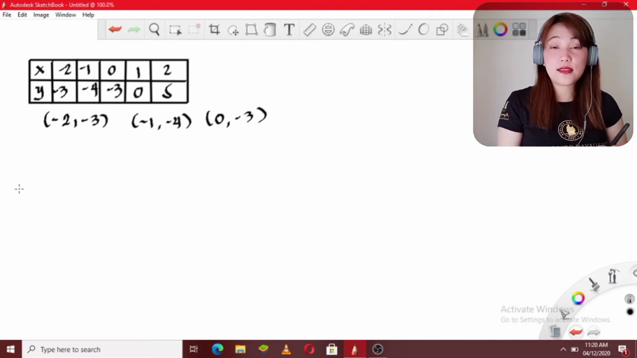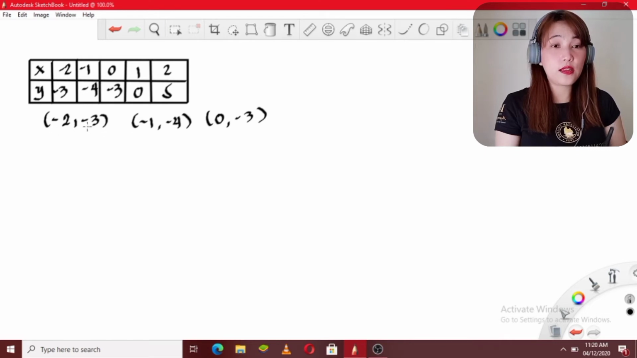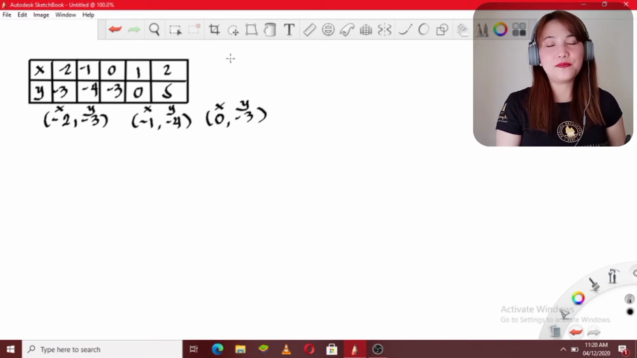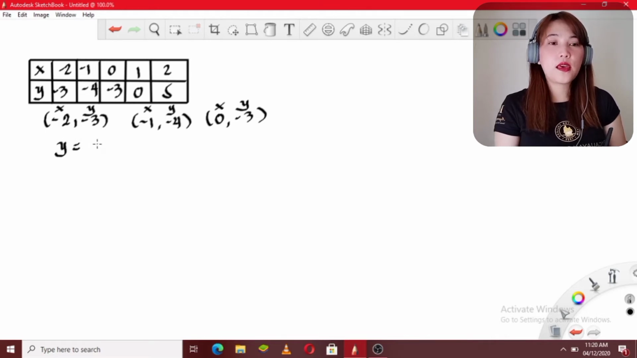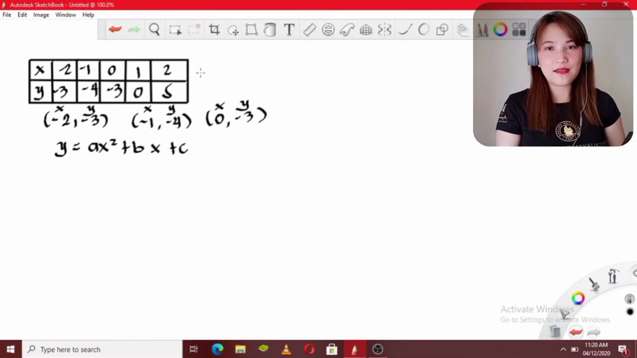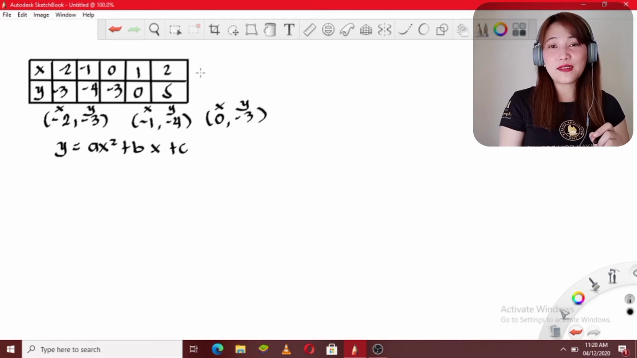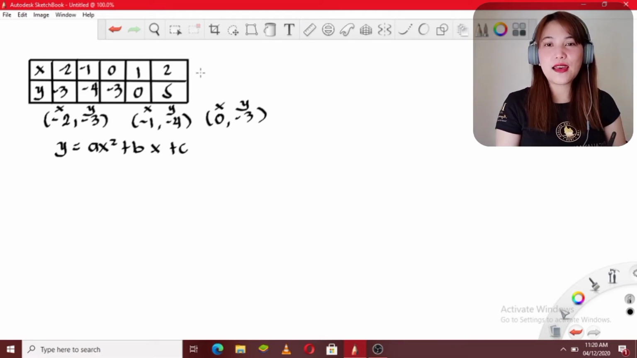So, next thing we should do is, we know that in an ordered pair, let's say negative 2, negative 3, negative 2 is the x coordinate, and negative 3 is the y coordinate. Dito naman, negative 1 is x, negative 4 is y. On the third point, 0 is x, and y is negative 3. And remember that the standard form of a quadratic function is y equals ax squared plus bx plus c.